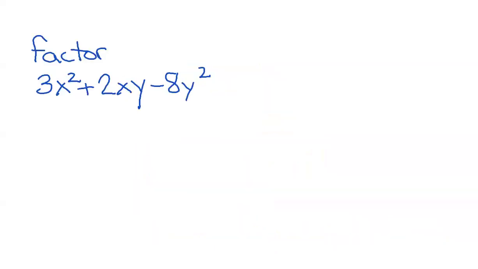All right, let's factor this expression, 3x squared plus 2xy minus 8y squared. So when we have a coefficient that isn't 1 on our leading term, generally speaking, we'll use the AC method.